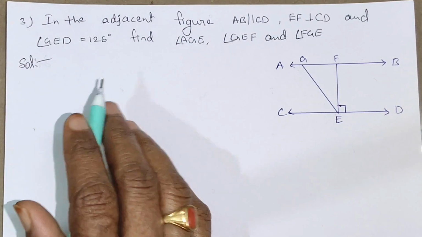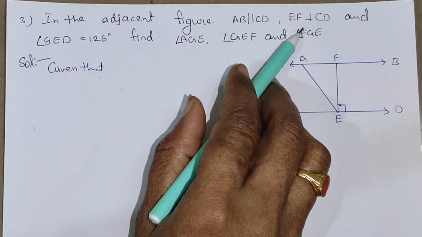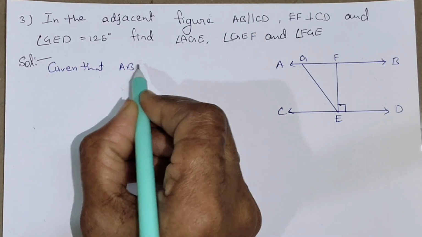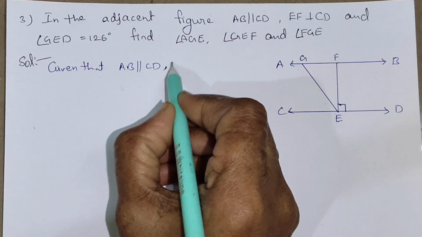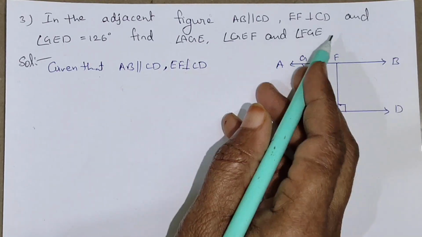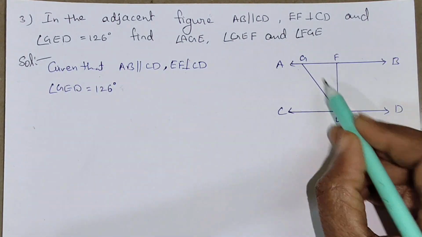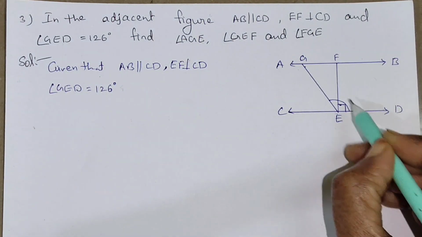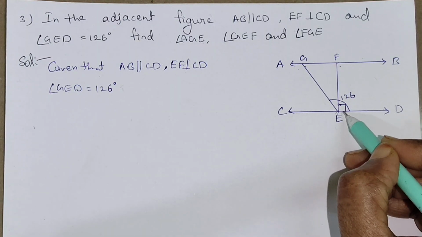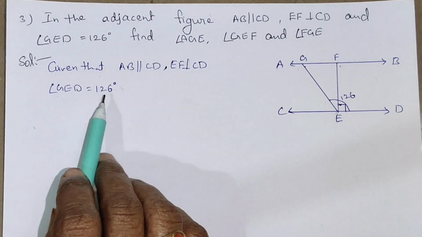Now first we write the given data. Given that EF is perpendicular to CD, AB is parallel to CD, and angle GED equals 126. Here FED is 90 degrees, which means perpendicular lines. So GED equals 126.